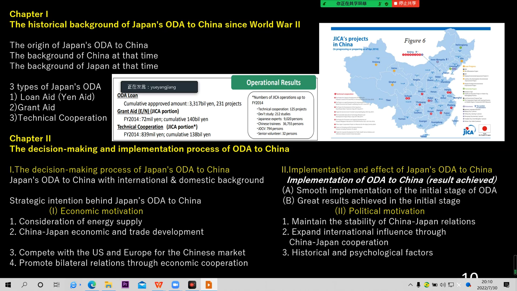The chapter 1, I went over the historical background of Japan's ODA to China since World War II. So I firstly introduced the origin of Japan's ODA to China, the background of China at that time, and the background of Japan at that time. And then I introduced 3 types of Japan's ODA, the loan aid, and also grant aid and technical cooperations. And here you guys see the pictures, which is JICA's project in China. It's similar with the previous pictures, and there are tons of technical cooperations projects, which are mainly used into the environmental protection areas and help China's cities and towns improving the environmental problems.